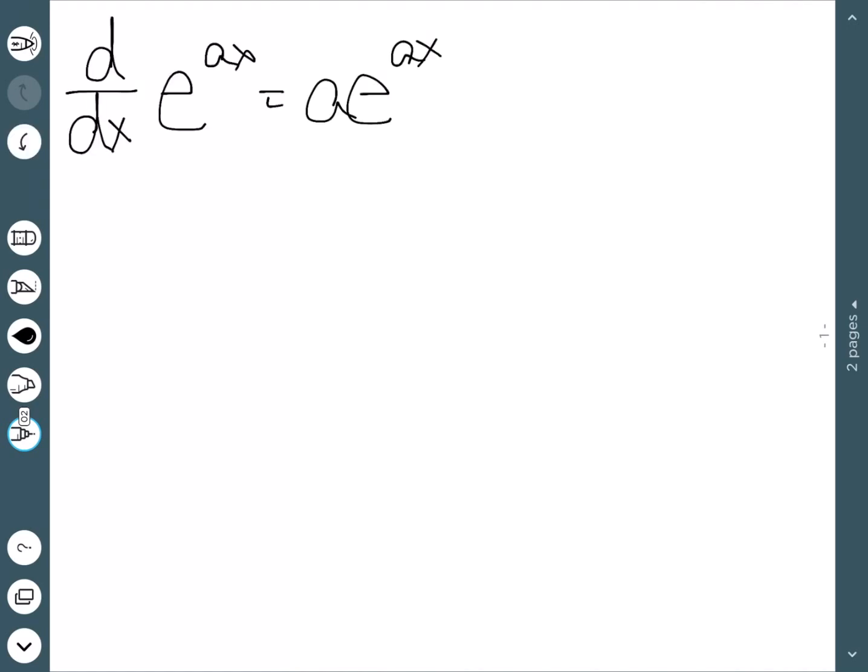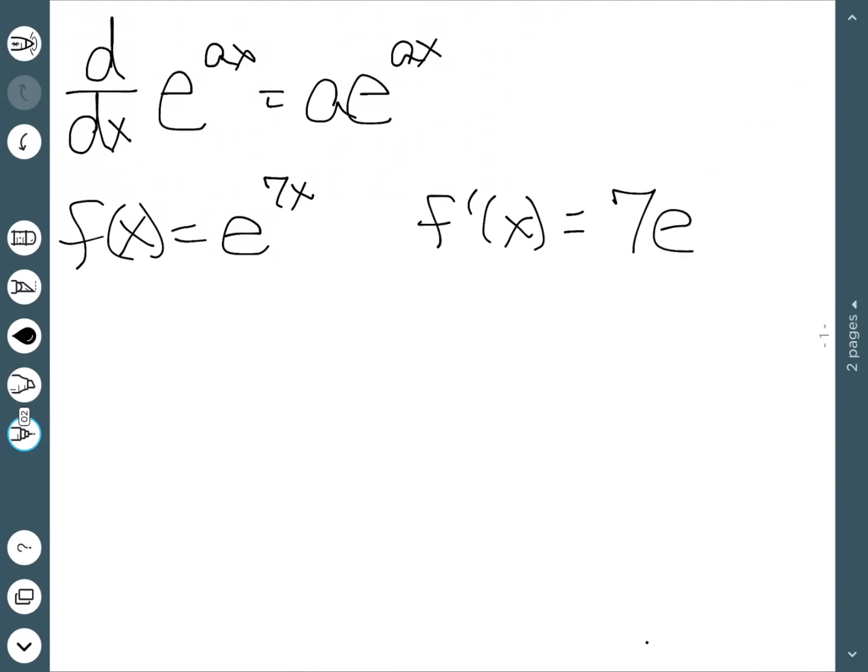We'll now discuss the derivative of the exponential functions, and we'll start with one of the easier exponential functions. The derivative of e to the ax is a times e to the ax. So for an example, if I have e to the 7x, the derivative is going to be 7 e to the 7x.